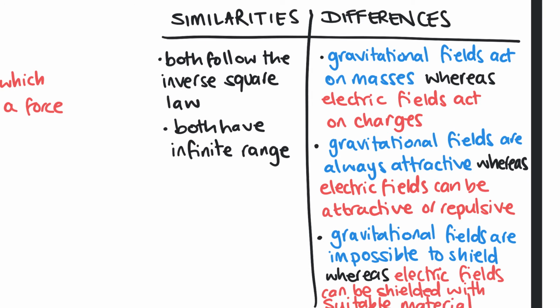So if we have a look at the differences, gravitational fields act on masses, whereas electric fields act on charges. So the property upon which that field will have an effect is different in the gravitational and electric fields. When we look at gravitational fields, they're always attractive, whereas an electric field can either be attractive or repulsive. And finally, gravitational fields are impossible to shield, which means there's no way of blocking out the effect of a gravitational field, whereas with an electric field, it is possible if you have a suitable material.